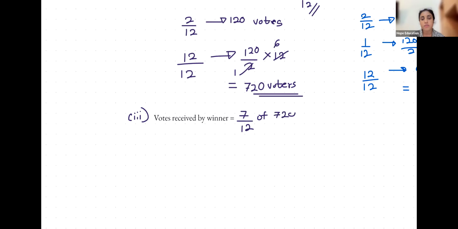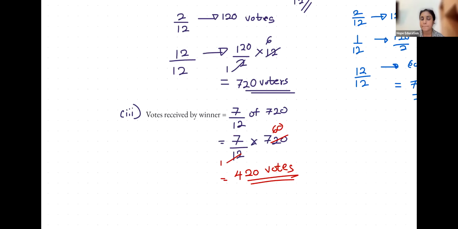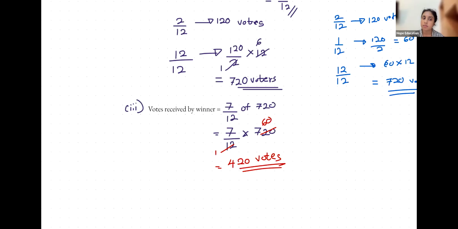So you know 'of' becomes multiplication. So 7/12 multiplied by 720. So 12 times 1 is 12. 12 times 6 is 72. Then 0 is 60. Then 60 multiplied by 7 would be 420 votes. Is this clear? I need another thumbs up.